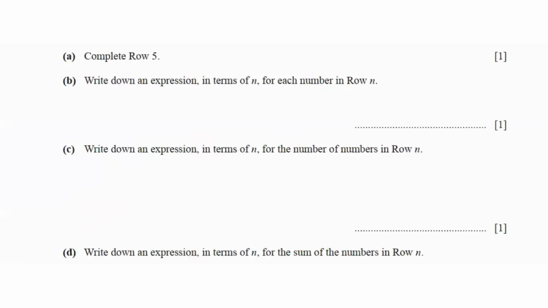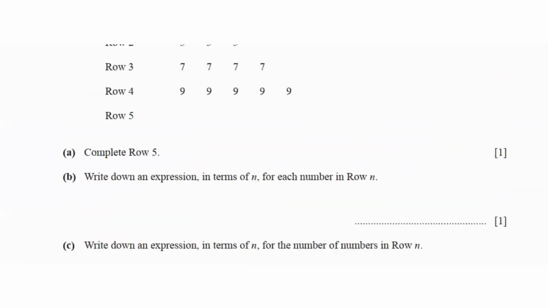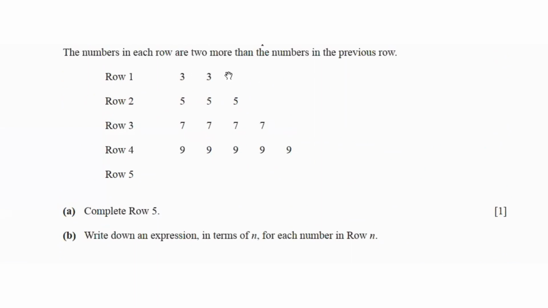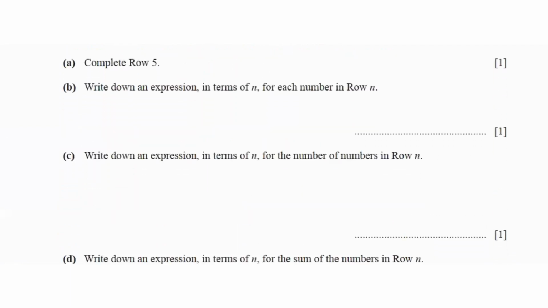Then write down an expression in terms of n for the number of numbers in row n. So we have 2 numbers in the first row, then 3, then 4, then 5. So as you can see, in the first row, there are 2 numbers. In the second row, there are 3 numbers, which means to each row, we're adding 1. That's going to be n plus 1.